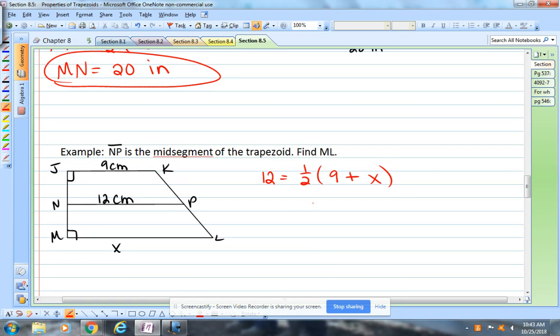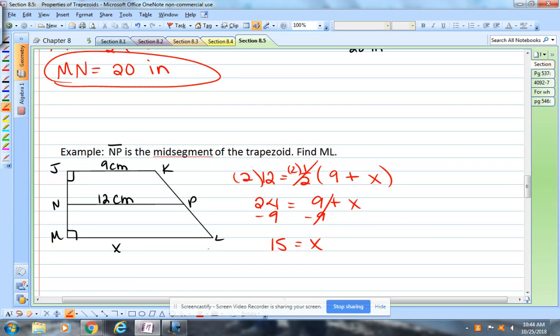Algebra 1 stuff coming on through here. If I want to get rid of that 1/2, what do I need to do to both sides? I don't want to distribute this one. Dividing by 1/2 is the reciprocal of 1/2, which is what? 2. Yeah. Multiply by the reciprocal on both sides. What's 2 times 12? So 24 equals 9 plus x. And how do I solve for x? Subtract 9 on both sides. And 24 minus 9 is 15.